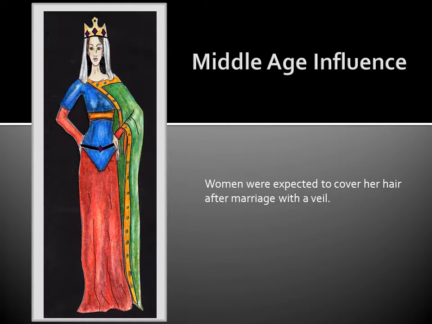We will now move on to the Middle Age influence in her costume. Women of the Middle Ages were expected to cover their hair after marriage with a veil. This was a sign of Christian chastity and modesty. It also seems that a lot of these are still taught in some European Christian customs today.